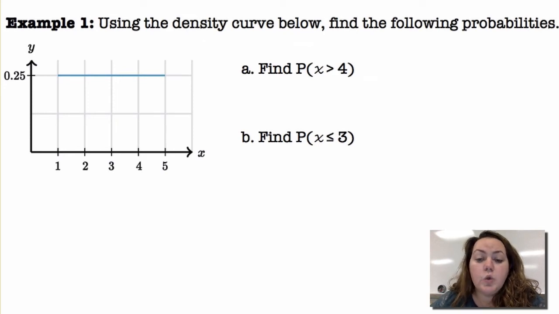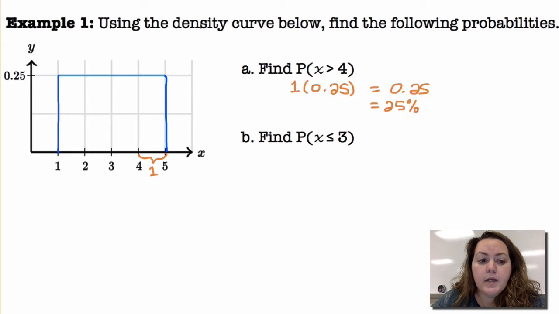Find the probability that x is greater than 4. If I bring this down, you can see it makes a rectangle from 1 to 5. Greater than 4 would be this little area here. The length is 1 and the height is 0.25, so 1 times 0.25 is 0.25. So the probability that x is greater than 4 is 25%. Find the probability that x is less than or equal to 3. That would be from 1 to 3, which has a length of 2 and a height of 0.25. So it'd be 0.5, which is 50%.